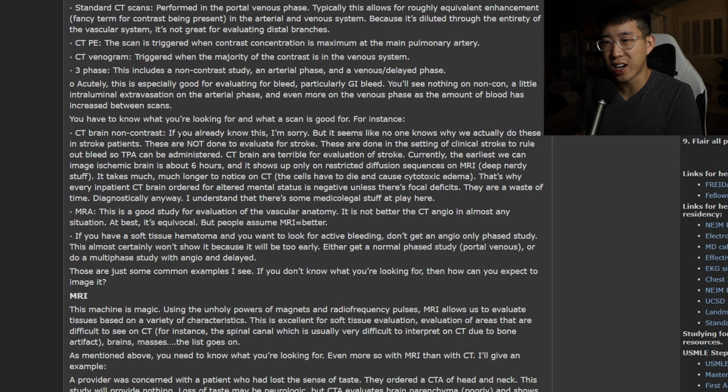CT brain non-contrast, if you already know this, I'm sorry. It seems like no one knows why we actually do these in stroke patients. These are not done to evaluate for stroke. These are done in the setting of clinical stroke to rule out bleed, so TPA can be administered. And yeah, I think this is a pretty common learning point early on that most people are familiar with, but I'm sure a lot of people sometimes don't truly understand the indication.